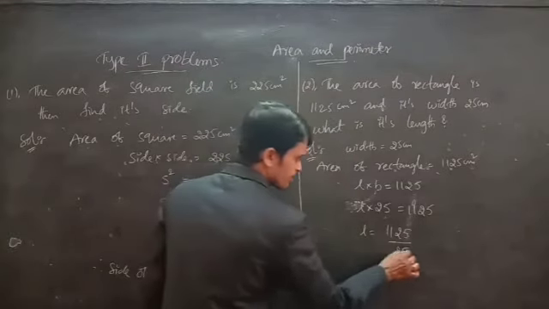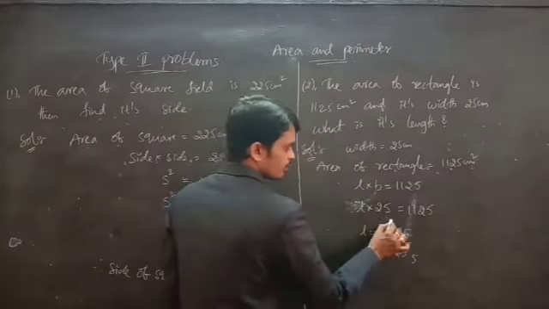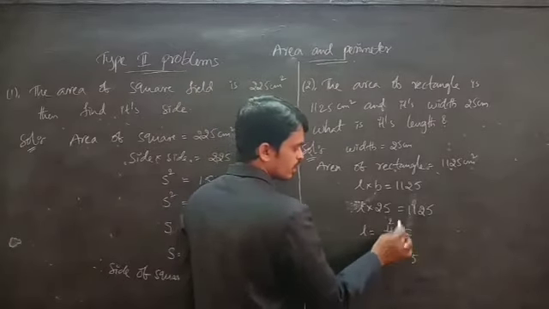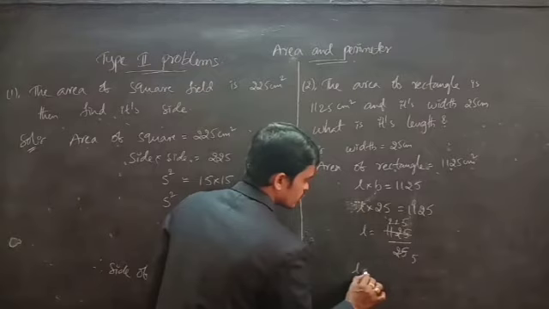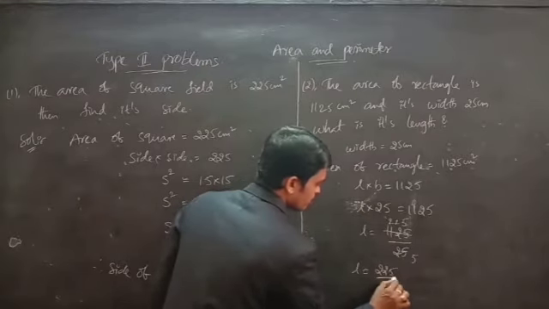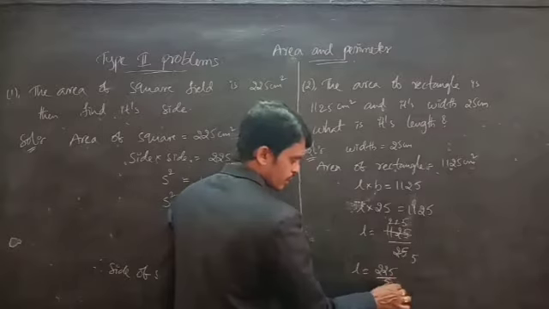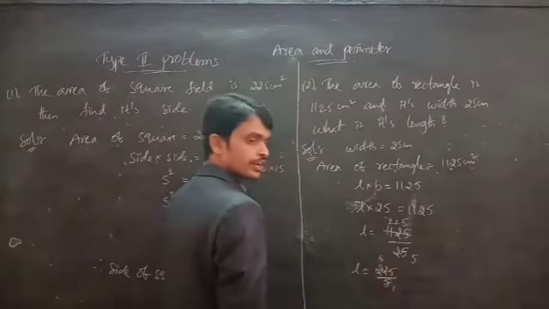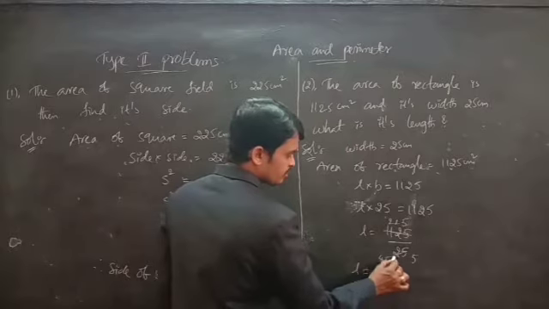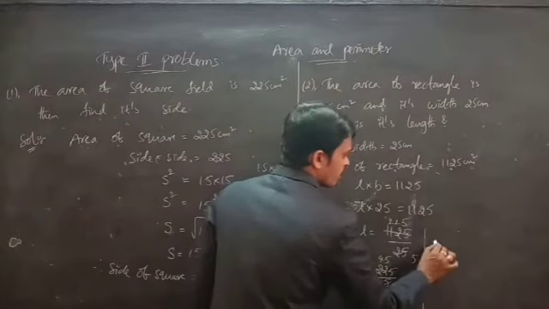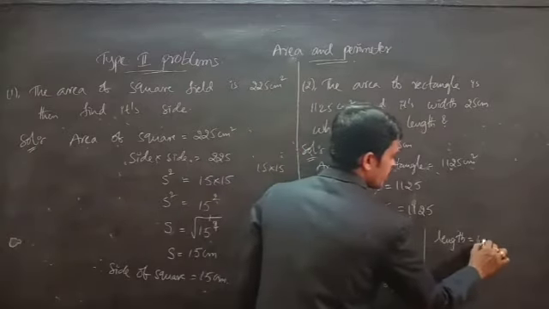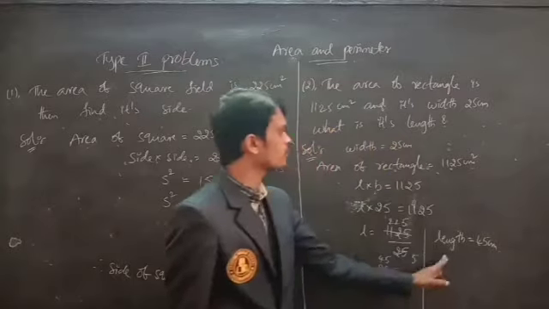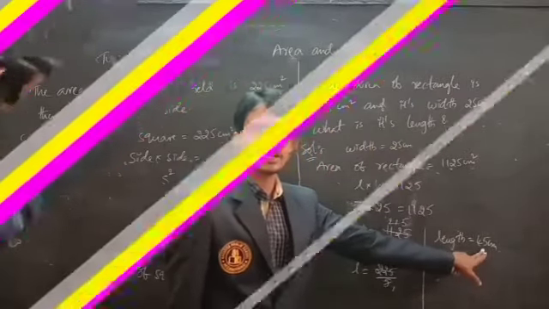Now we can cancel this. 5 5s are 25. 5 2s are 10, remaining 1 12. Again 5 2s are 10, remaining 2 25. 5 5s are 25. Now again cancellation. So length is equals to 225 by 5. Again 5 1s are 5, 5 4s are 20, remaining 25, 5 5s are 25. Then length is 45 centimeters. Therefore, the length of the rectangle is 45 centimeters.